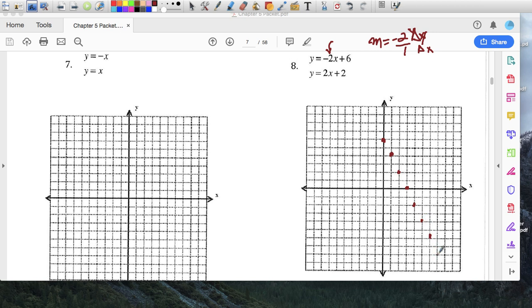I'm not going to connect the dots in my case, only because I don't have a ruler and I don't know how to do it on the tablet. So that would be your straight line.